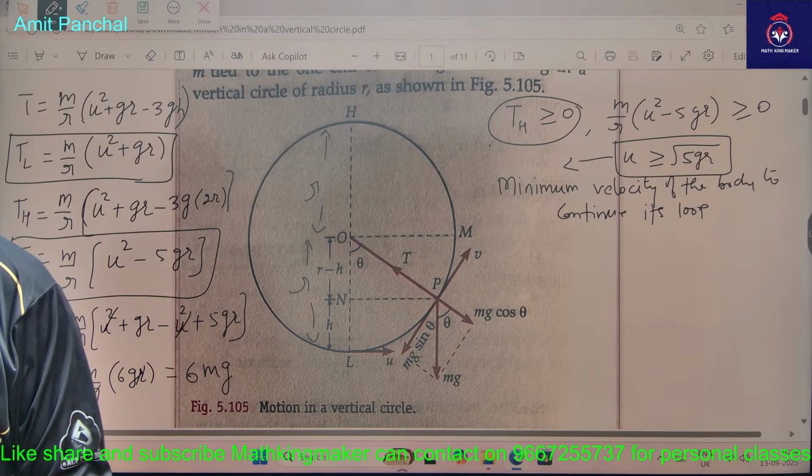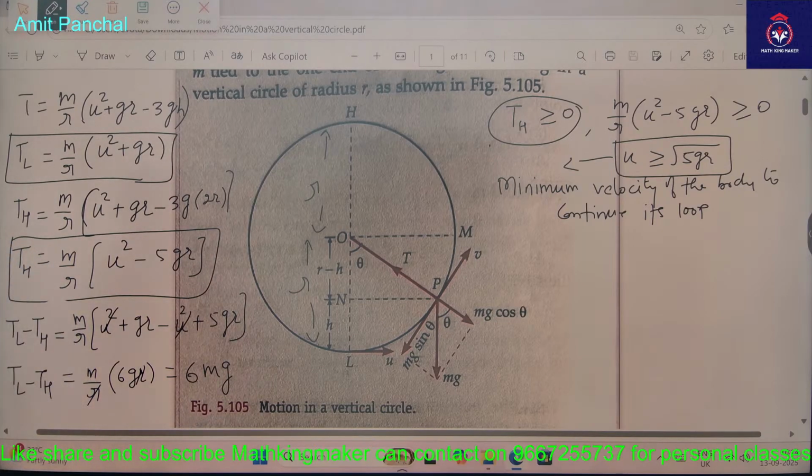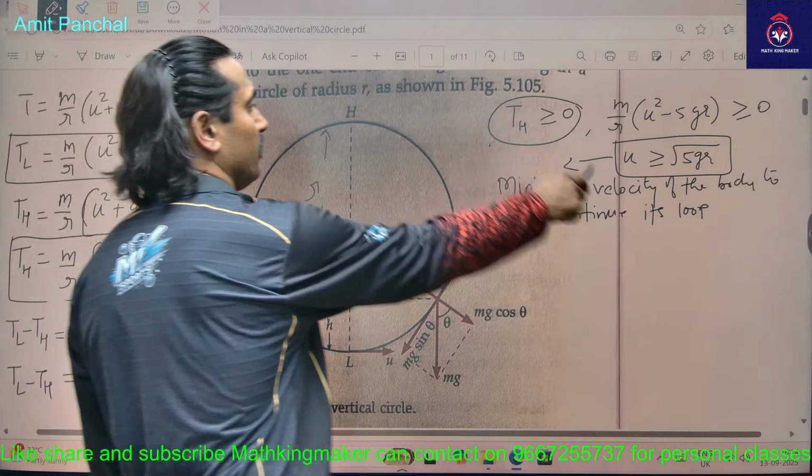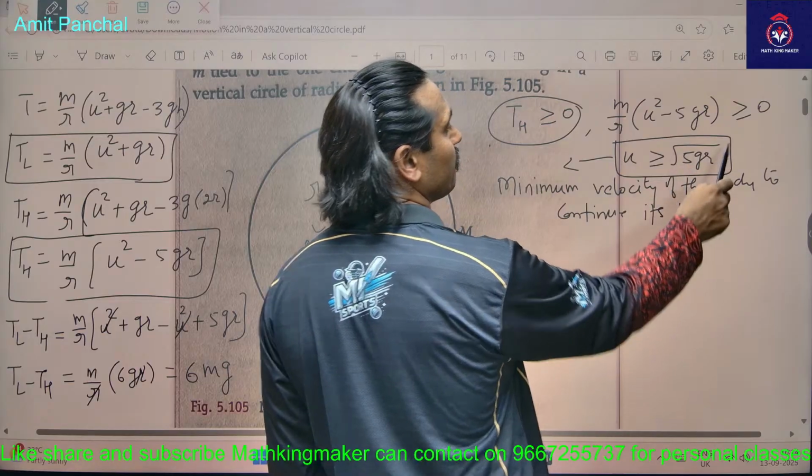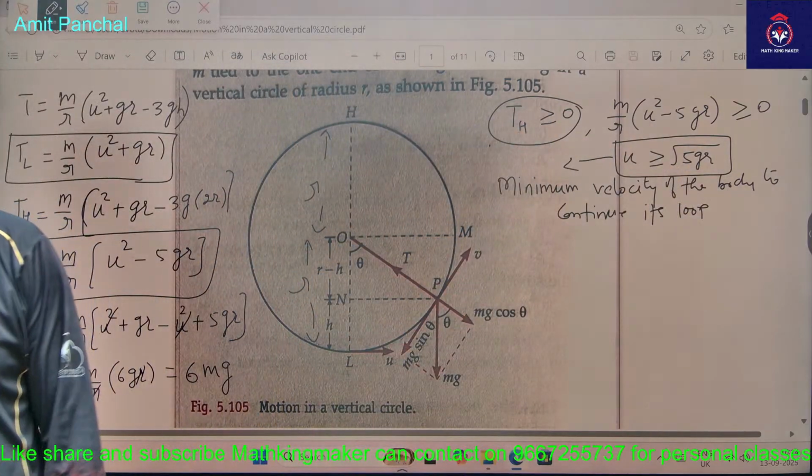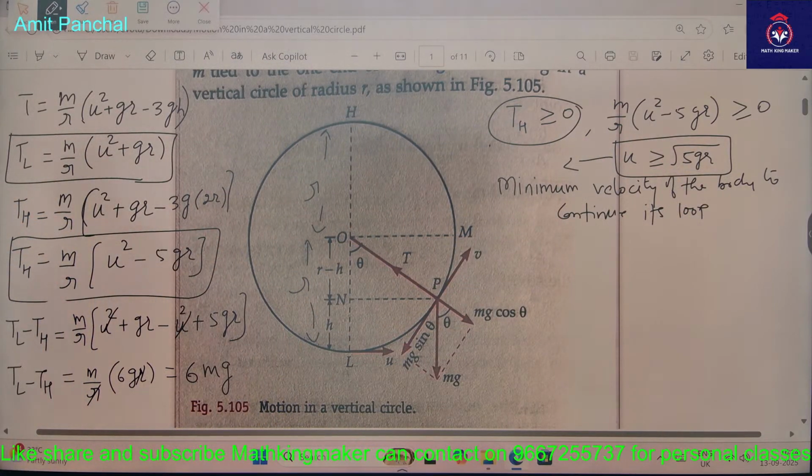So that is the minimum velocity required to continue that circle. That is, u must be greater than or equal to square root of 5gr. You should be greater than this value if it wants to continue.